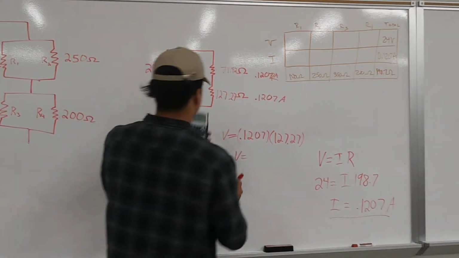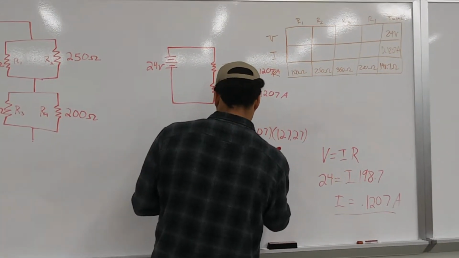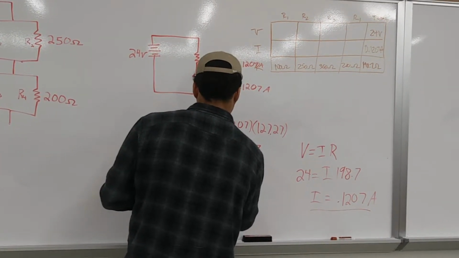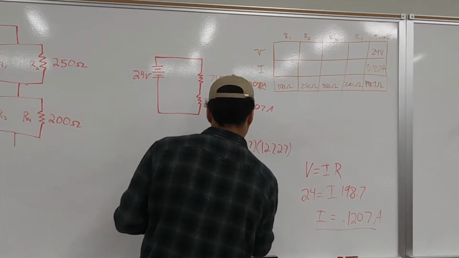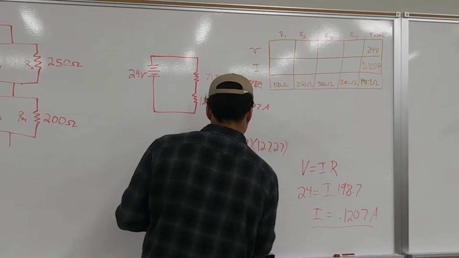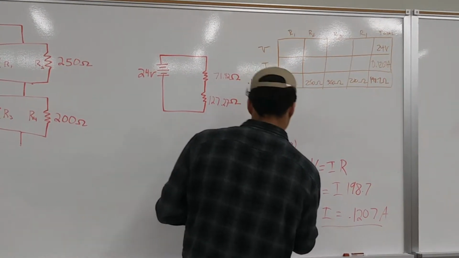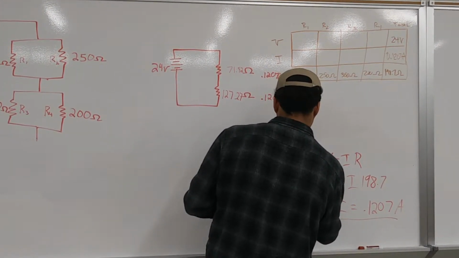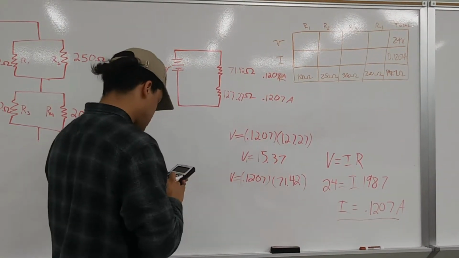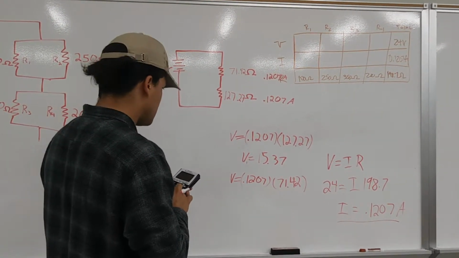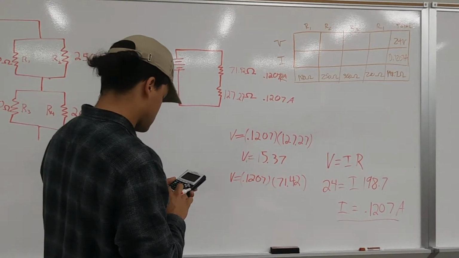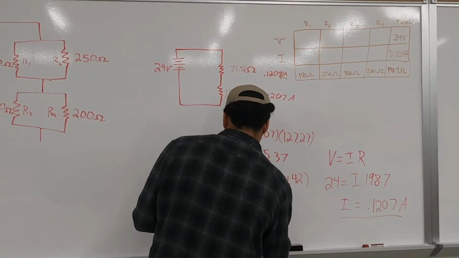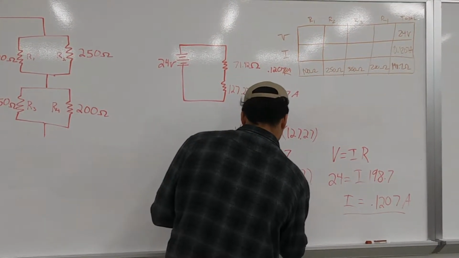And we can plug that into our calculator to find out what it equals. We know that the voltage running across the bottom one is going to be 15.37, so we'll call that voltage 1. And then solve for the second one, which we're going to have a resistance of 71.42. Plug that into a calculator, and you're going to get a voltage that's running across that one of 8.62.